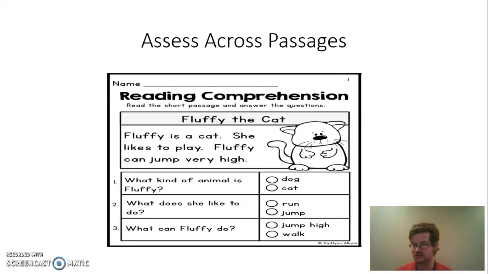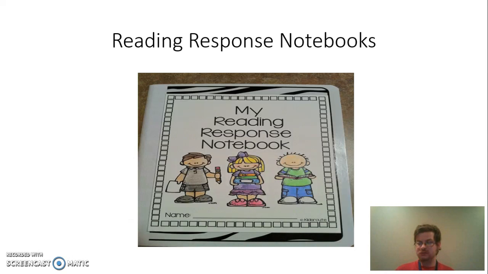Assessment across passages may provide a better read on students' comprehension abilities, by looking at the improvement in their reading comprehension. Reading response notebooks are a strategy for younger students. They just take notes on what they read. It could be quotes from the story, or it could be just questions.